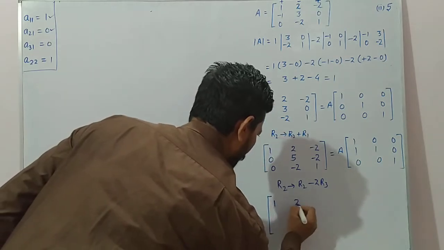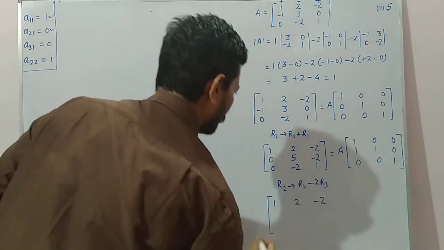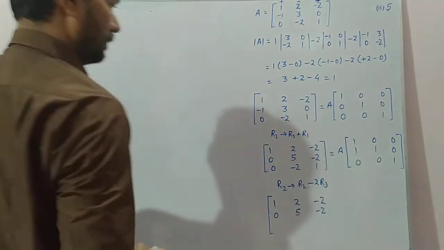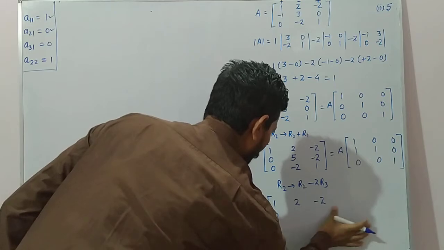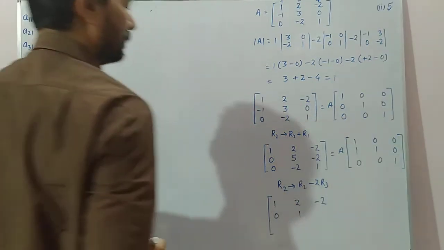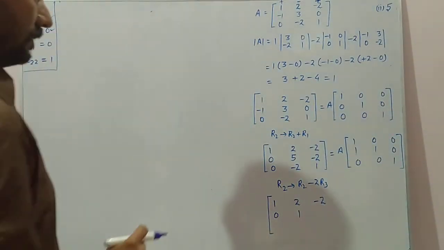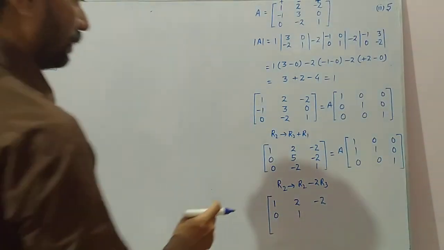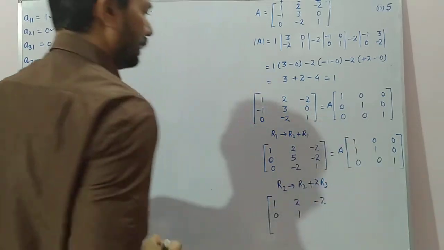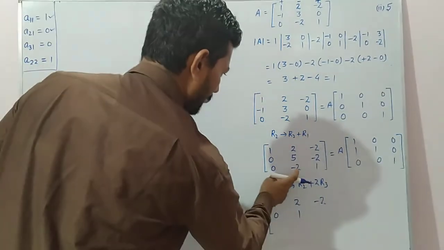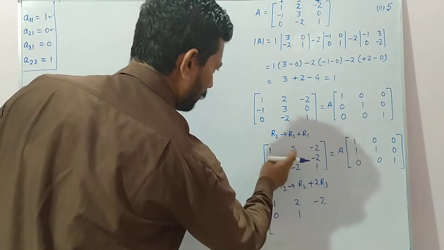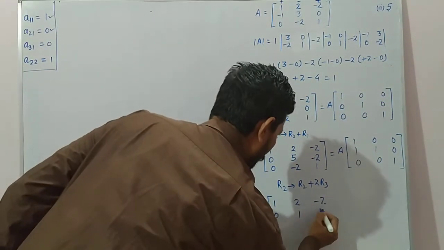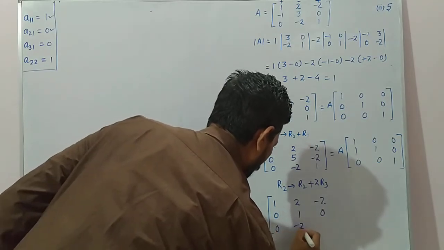So 1 2 minus 2, 0 5 minus 2. This will be R2 plus 2 R3: minus 2 plus 2 into minus 2 is minus 4, so 5 minus 4 is 1. Minus 2 plus 2 is 0. So we get 0 1 0, and the third row 0 minus 2 1.